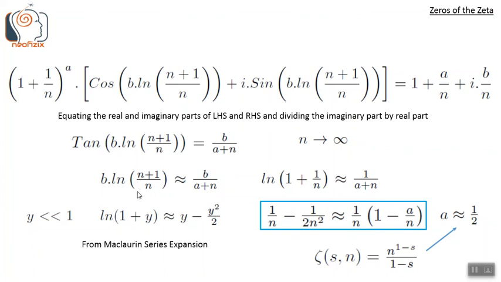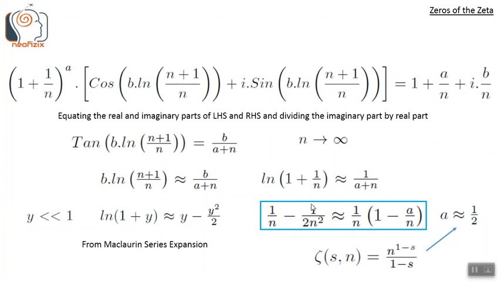So we can approximate this tan function as just whatever is inside, theta. So this is very close to this. So we can cancel the b terms. What we will be left with is natural log of 1 plus 1 by n is nearly equal to 1 by (a plus n). So from the Maclaurin series expansion, we know that log of 1 plus y is nearly equal to y minus y square by 2 up to second order. So using this approximation here, we get log of 1 plus 1 by n is 1 by n minus 1 by 2n square.